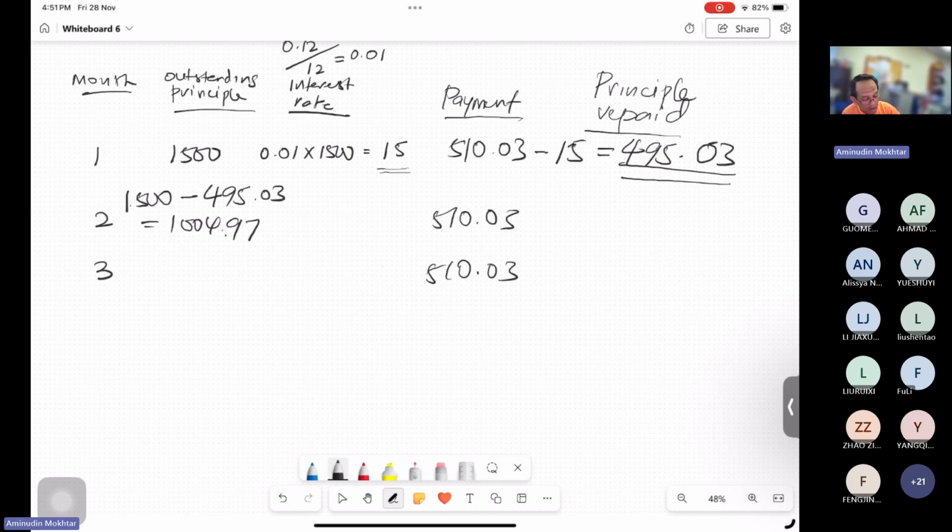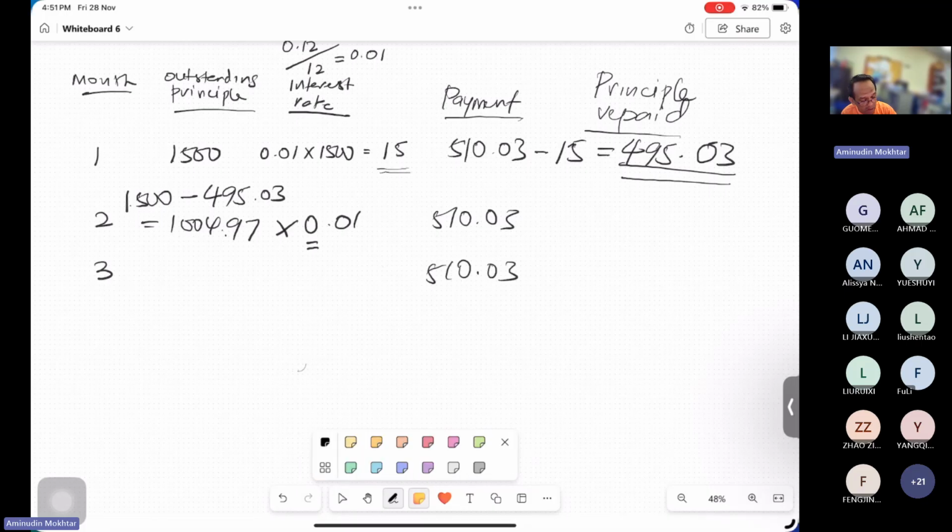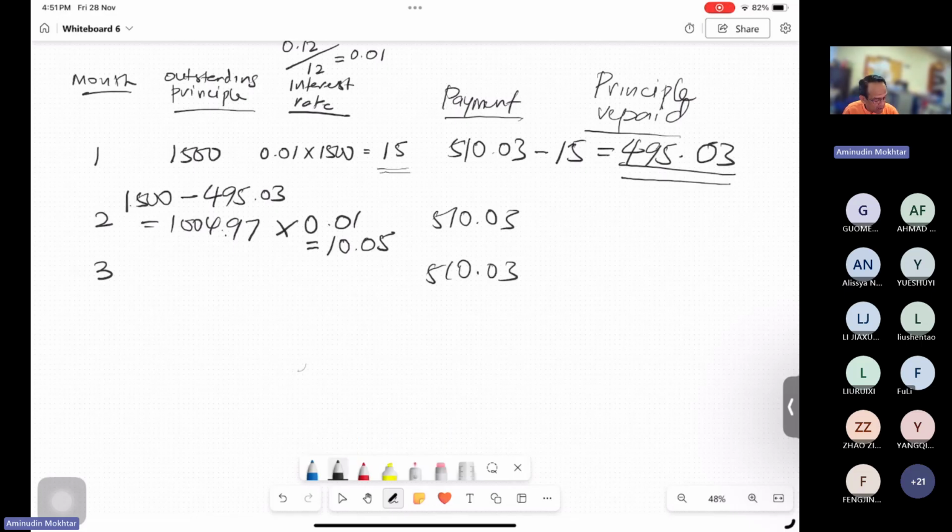Now at the end of month number 2, the bank will again charge you interest of 0.01. If you see in the table, this amount is 10 ringgit and 5 cents. That is the amount of interest. The first month is 50 ringgit, the second month is 10 ringgit and 5 cents.